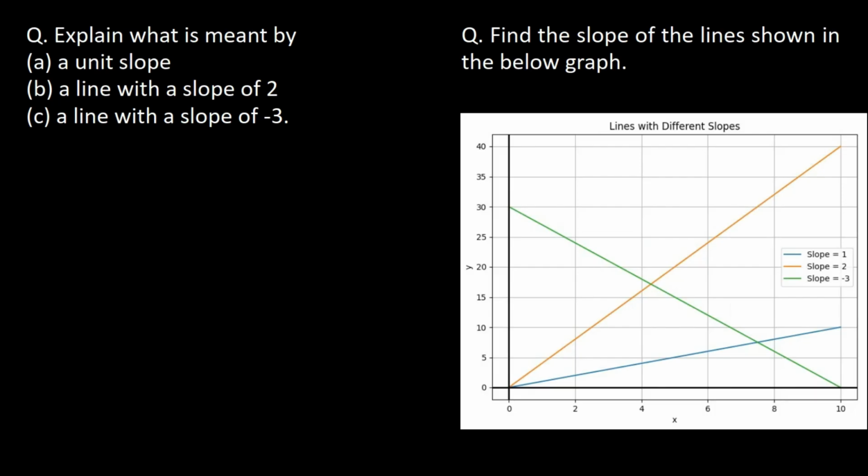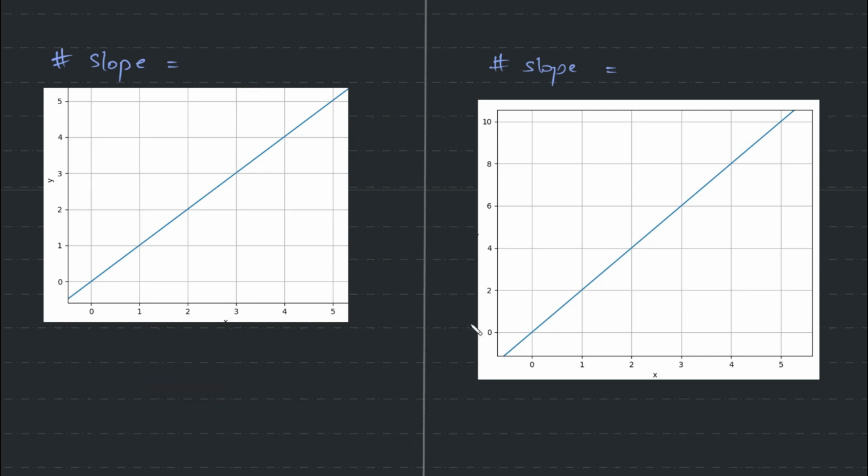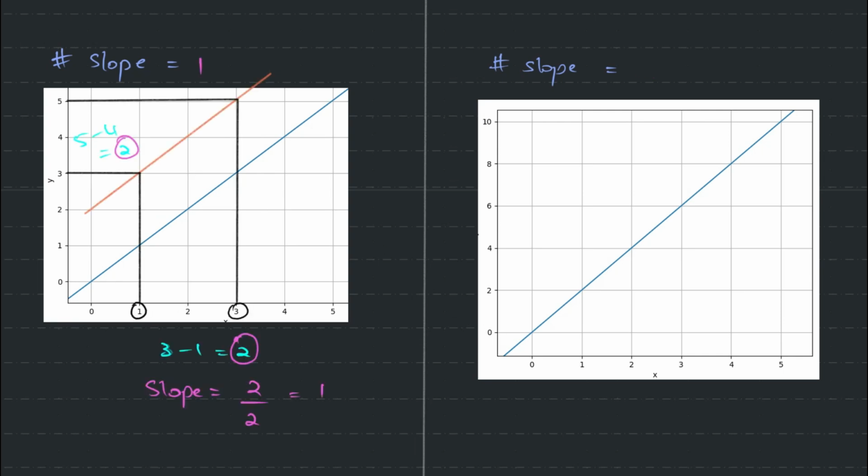Now, next we have slope of 2. So let's see why this is a slope of 2. For a run of 1 unit, from 1 to 2, let's look at the corresponding y component. So here it is 2 and here it is 4. What is the difference over here? 2 minus 1, which is 1, and here it is 4 minus 2, which is 2.